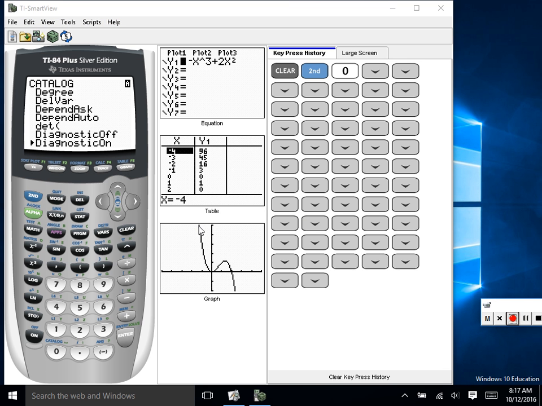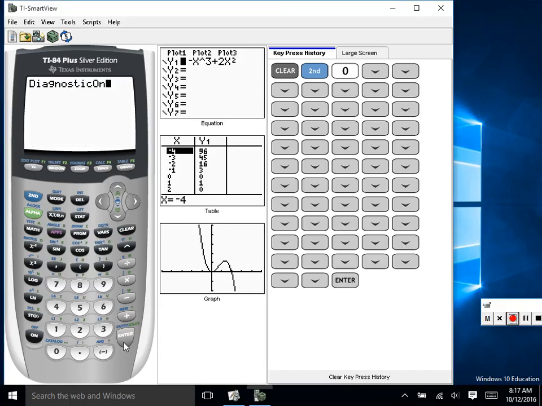Okay, so once again, to turn diagnostics on, you hit second catalog, second 0, then scroll down to the word that says diagnostics on, hit enter. Then it's going to say, do you want me to turn the diagnostics on, hit enter. When it says done or whatever, you're good. So everybody with me? Okay.